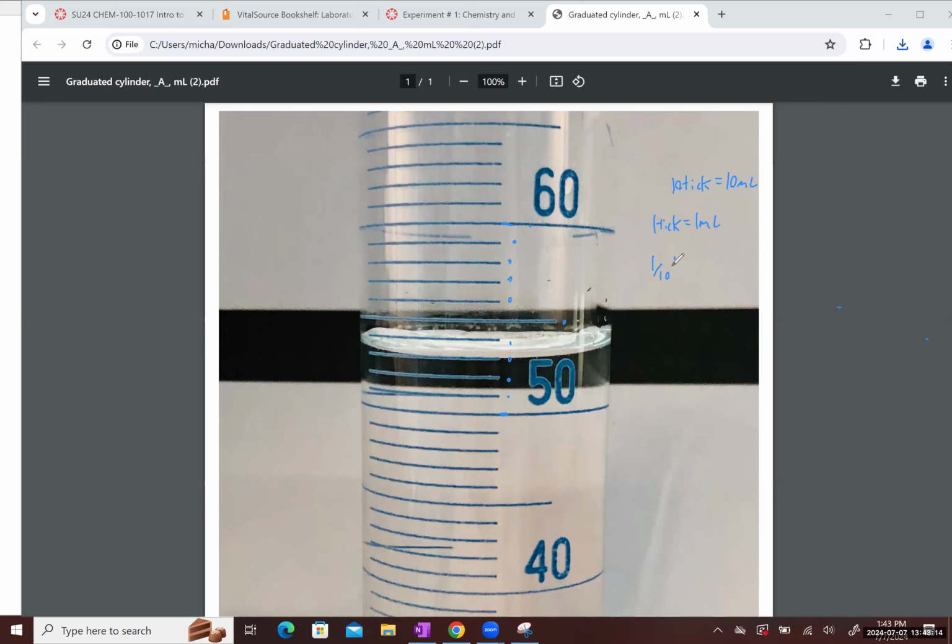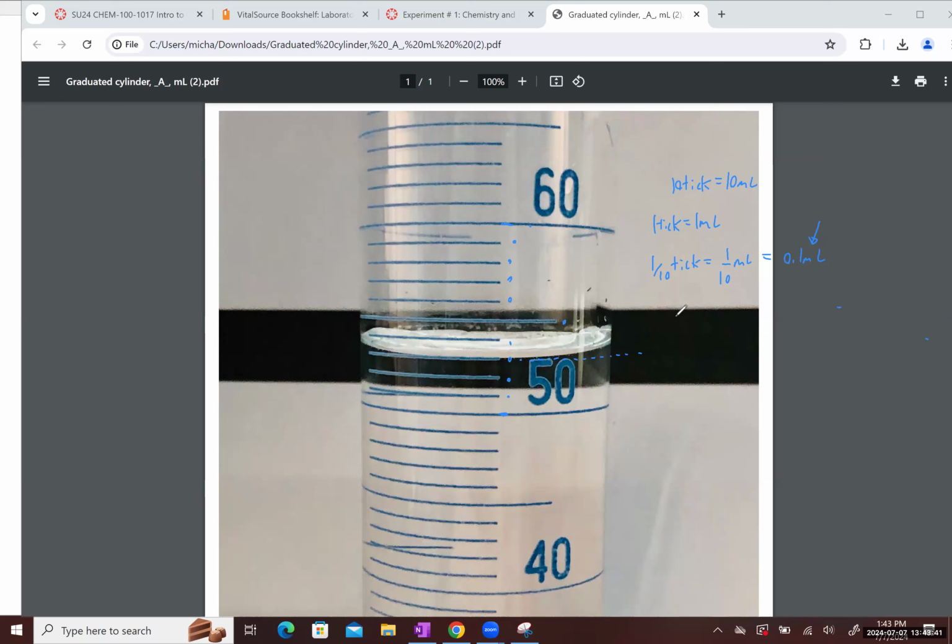And we know that we can estimate up to 1/10 of a tick mark, which would be 1/10 of a mL, which is 0.1 milliliters. So we just have to be careful that we're not over-reporting. The next thing I'm going to do is highlight the bottom of the meniscus. Remember, we measure from the bottom of the meniscus at eye level. That's why this view is shot with a camera directly at eye level to the liquid level.